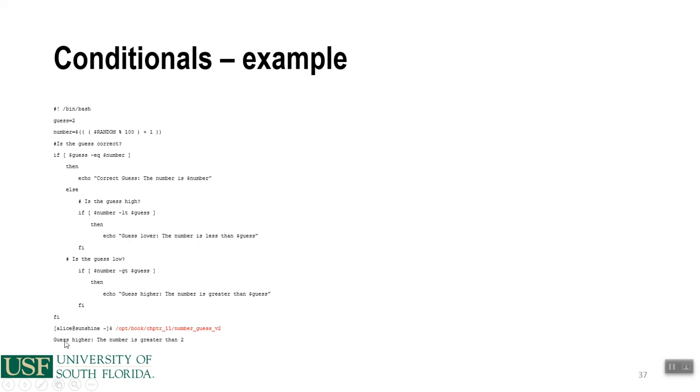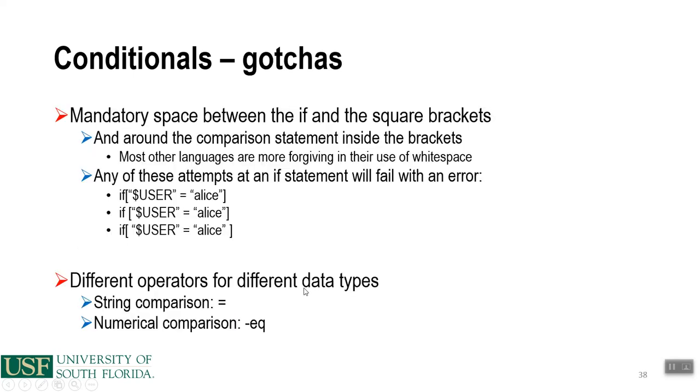And so if you were to run this in the terminal, again, you don't have to run bash, but /opt/book/chapter11/number guess v2, which is what the script is, it will actually print out the number is greater than 2. So it generated a particular number, ran it through this arithmetic function, and then it compared the guess. And since the guess was not equal to the number and it was lower, it will not print out these two statements right here. Instead, it will go into this third one and print out the number is greater than the guess.